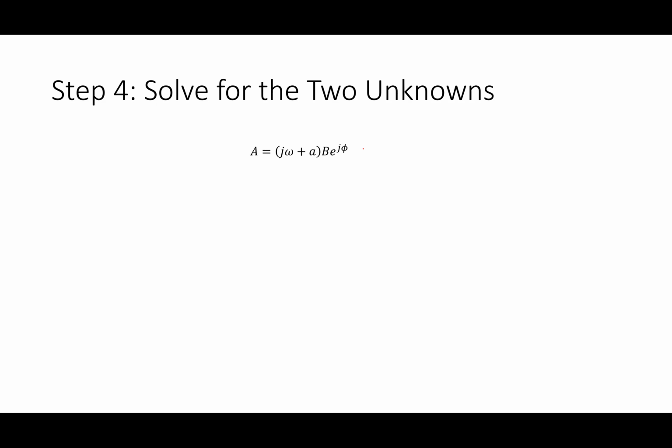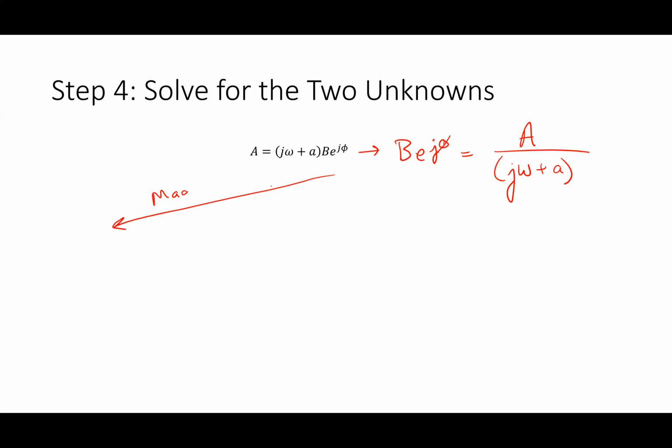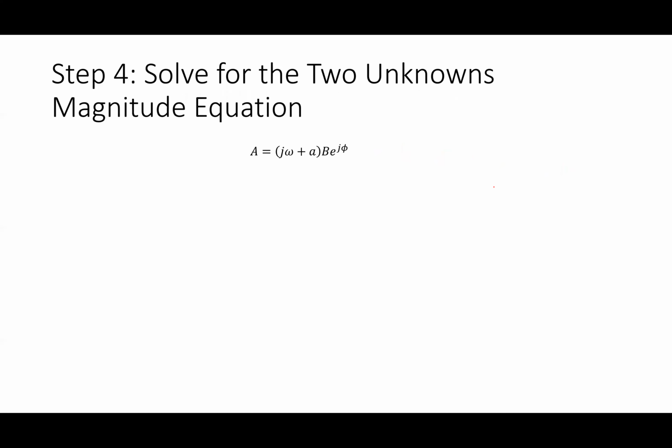So let's look at it this way. What do I not know? I've got b e to the j phi equals a constant a over j omega plus a constant little a. It's a complex number, right? With a complex number, I've got a magnitude and an angle. So can I say there's a magnitude equation and there's an angle equation? That's exactly what there is. There are two equations here.